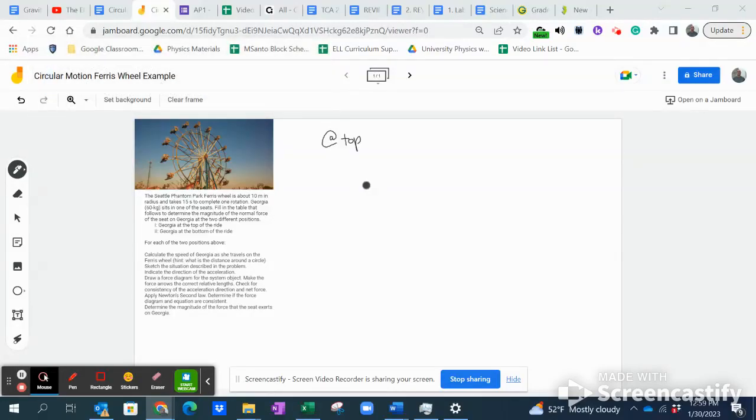Okay, so here we are looking at Georgia riding a Ferris wheel when she is at the top of the ride. We're going to look at a force diagram of the forces exerted on her. The center of the circle is down, so you're going to have the seat pushing her up, and then you're going to have the Earth pulling her down. The Earth's force will be greater than that of the seat because her change in velocity will be pointing down.